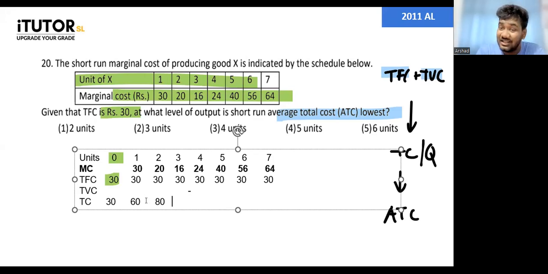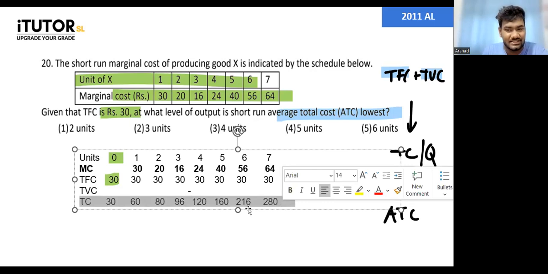So my third unit, marginal cost is 16. So 80 plus 16, 96. For my fourth unit, marginal cost is 24. So my total cost is 120. Fifth unit, 40, means 160. Here 216. And then that plus 60, 280. Is that clear, guys? This learning you'll have to carry forward because there are so many similar questions.